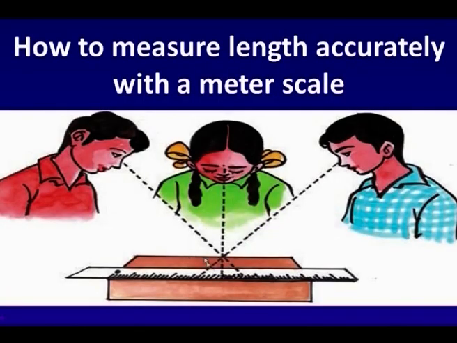So see here, we have 3 students here, 2 boys and 1 girl. Who is recording the reading exactly? The girl is recording the reading exactly. This boy will get a wrong reading and this boy will get a wrong reading because they are observing this reading in a slanting way. So this girl is exactly observing the reading from the top, so she will be recording the exact correct reading.